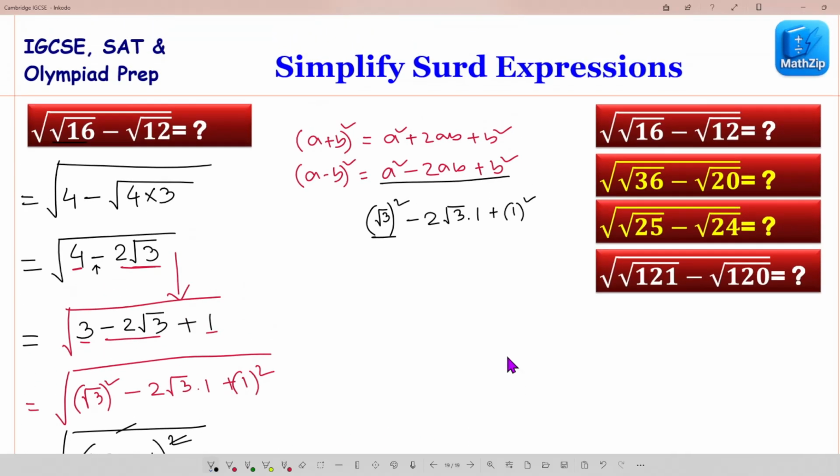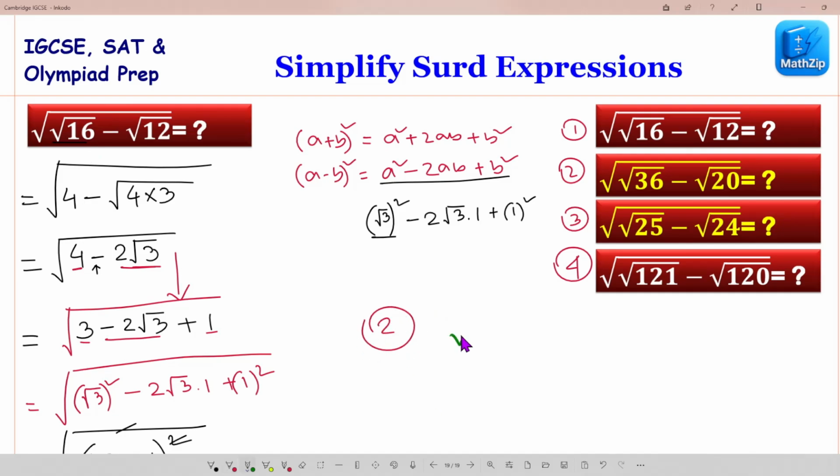Welcome to Math Jeep. Here are 4 surds expressions: 1, 2, 3, 4. In this video I am trying to solve 2 of them, and in the next video I will solve the other 2. So these 4 will be solved in 2 videos. Next one, number 1 done.